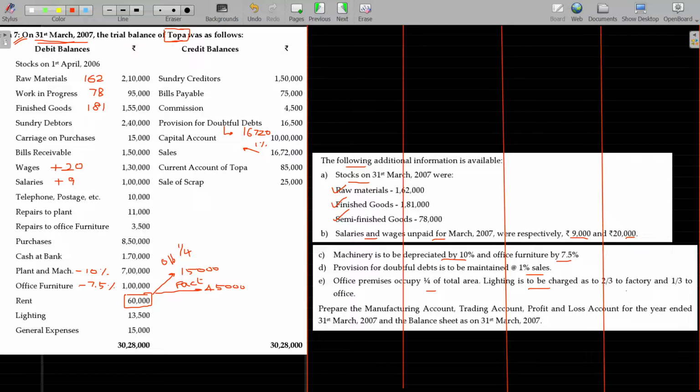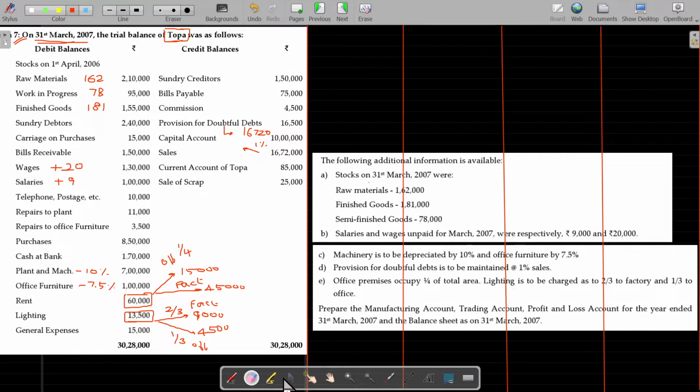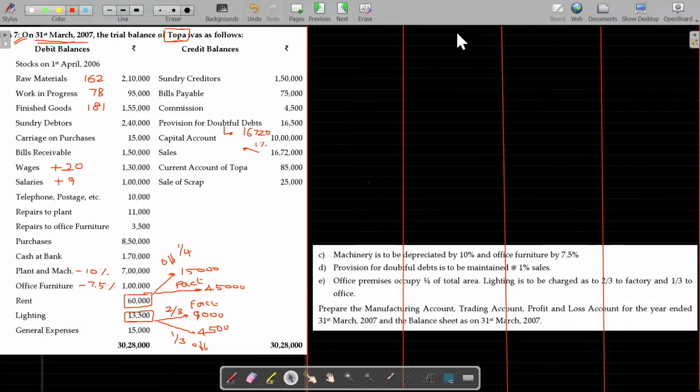Lighting is to be charged as 2/3 to factory and 1/3 to office. So lighting charges 13,500. Out of that, 2/3 is for factory and balance 1/3 is for office. 2/3 of 13,500 being 9,000 and 1/3 of which being 4,500. I have marked all the adjustments in the trial balance itself, so I don't want the adjustments anymore. Right.